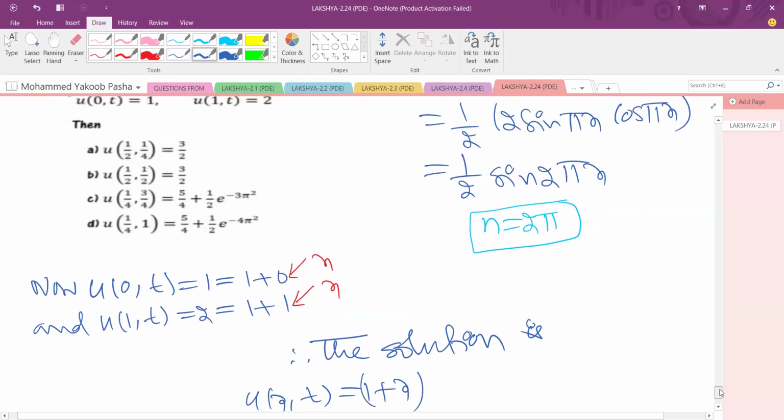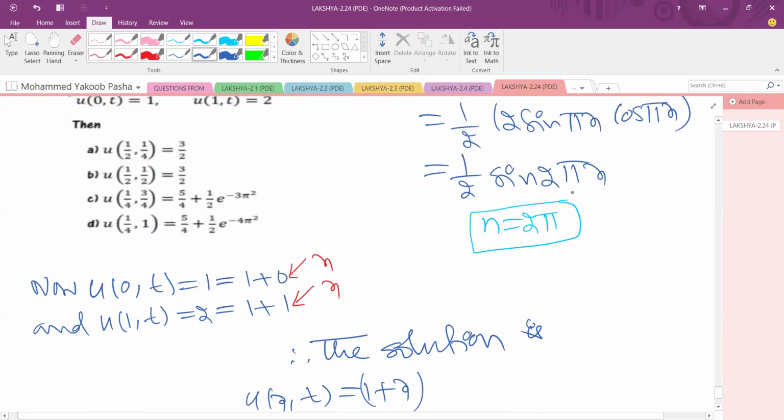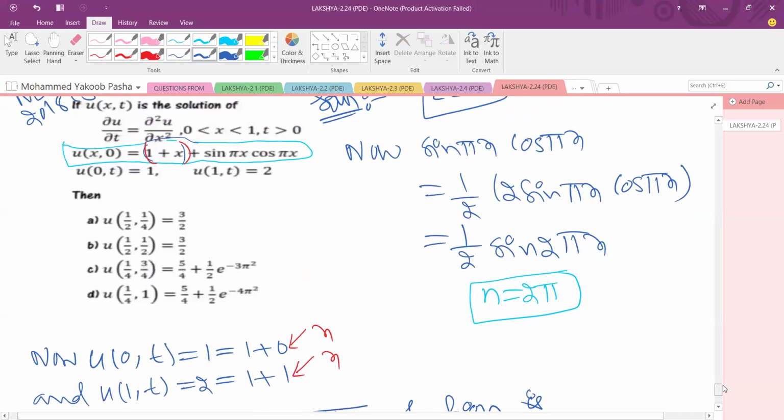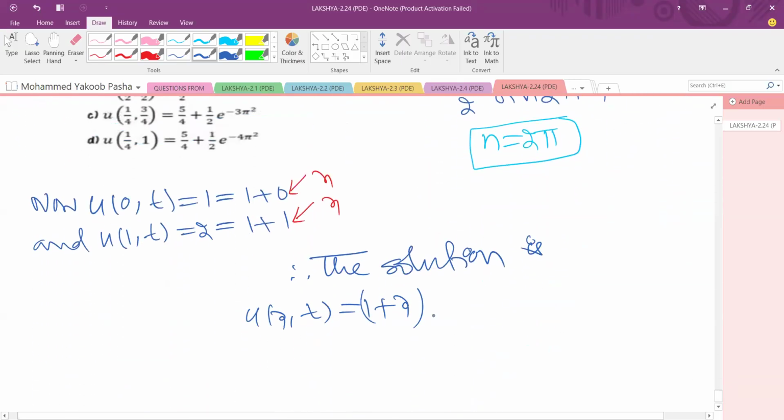Okay, look here. What is the solution for 1 by 2 sin 2 pi x? c is equal to 1, n is equal to 2 pi. So I am taking u of x comma t. Here, again, there is no need to write 1 plus x.